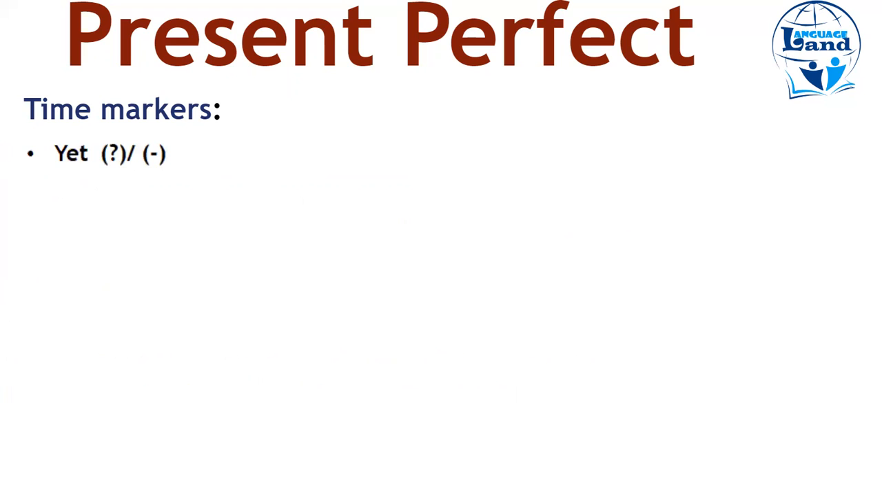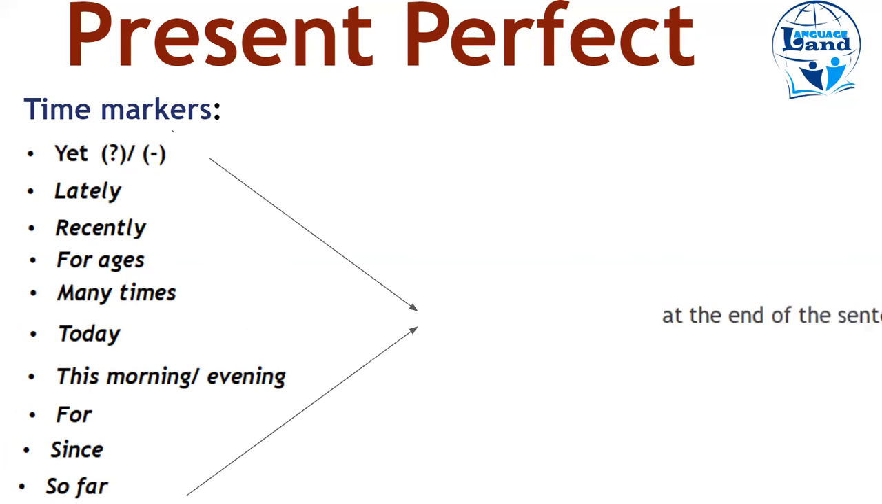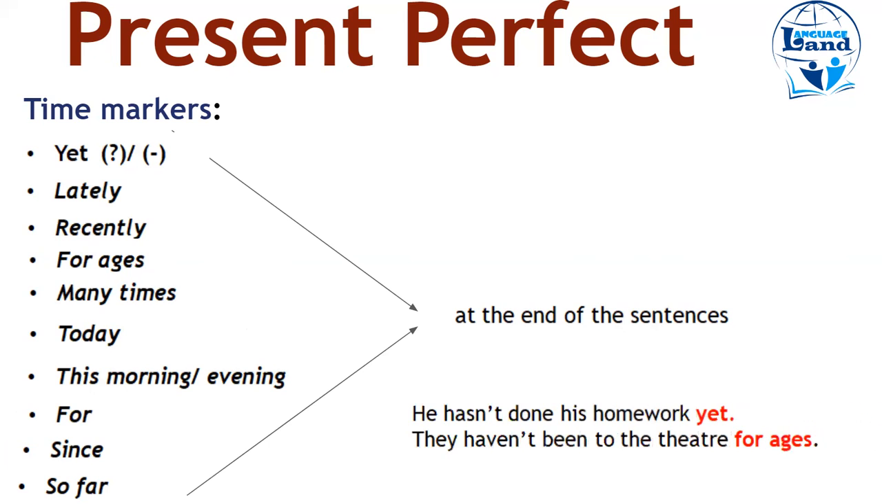Other time markers such as yet, lately, recently, for ages, many times, today, this morning, this evening, for, since, so far, and so on, go at the end of the sentences. For example, he hasn't done his homework yet. They haven't been to the theater for ages.